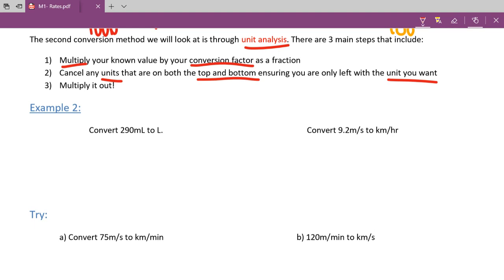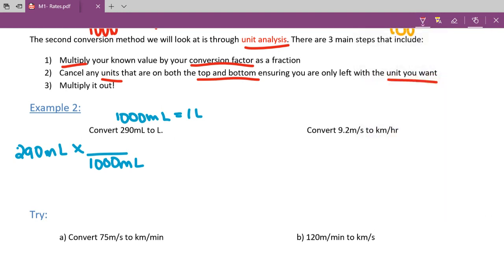So looking at the same examples, or the first example is the same at least, let's see what this looks like. So this time I'm going to start with my known value. So I'm starting with 290 milliliters. And I'm not setting it up as a fraction just yet. Again, my conversion factor, we're still trying to get from milliliters to liters. So we're still going to use the fact that there's 1,000 milliliters for every 1 liter. But the way I'm going to set this up is I'm going to multiply by that ratio, right? The conversion between the two. But now I want milliliters to show up on the bottom.